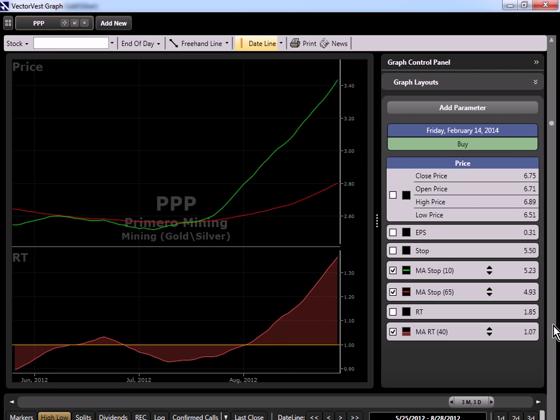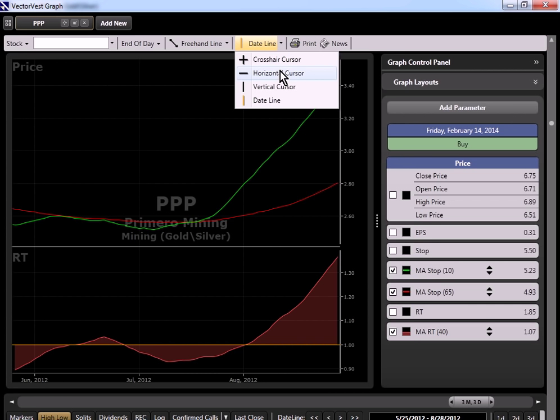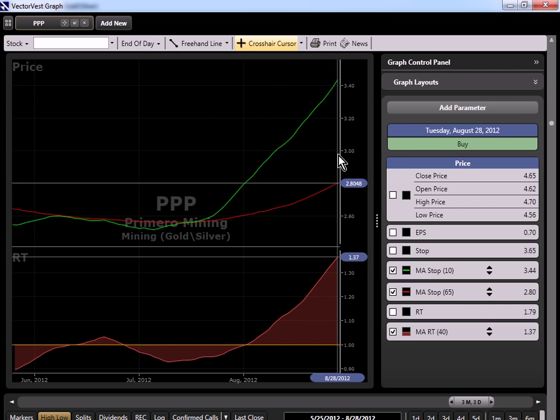There we go. PPP is the first stock to meet our conditions. Looks great. We've got the 10-day moving average of the stop price above the 65-day, and they're both hitting new highs for this period. If you're not sure, you can always put on the crosshair cursor, and that can help you out. We also see that relative timing is peaking for this period as well.